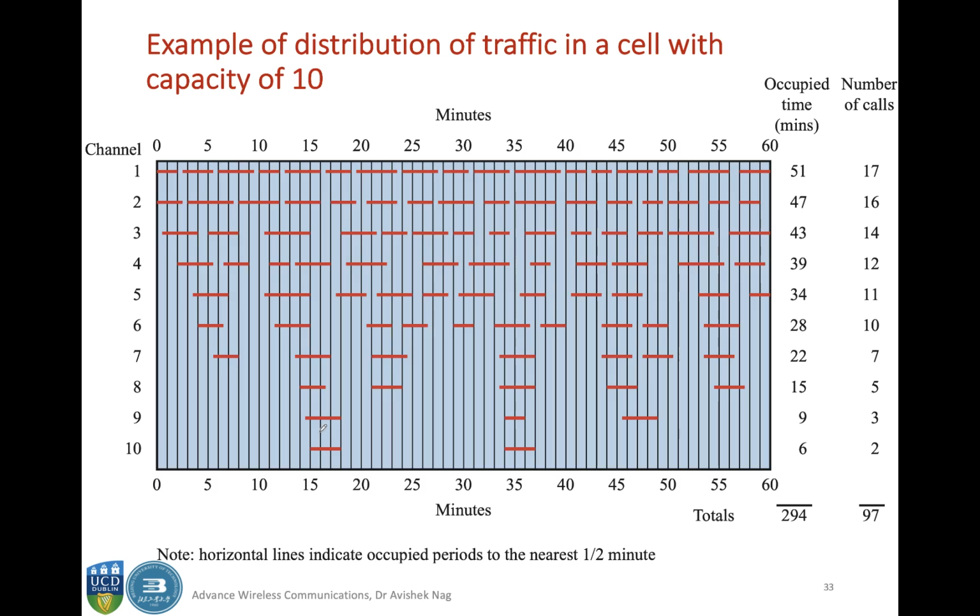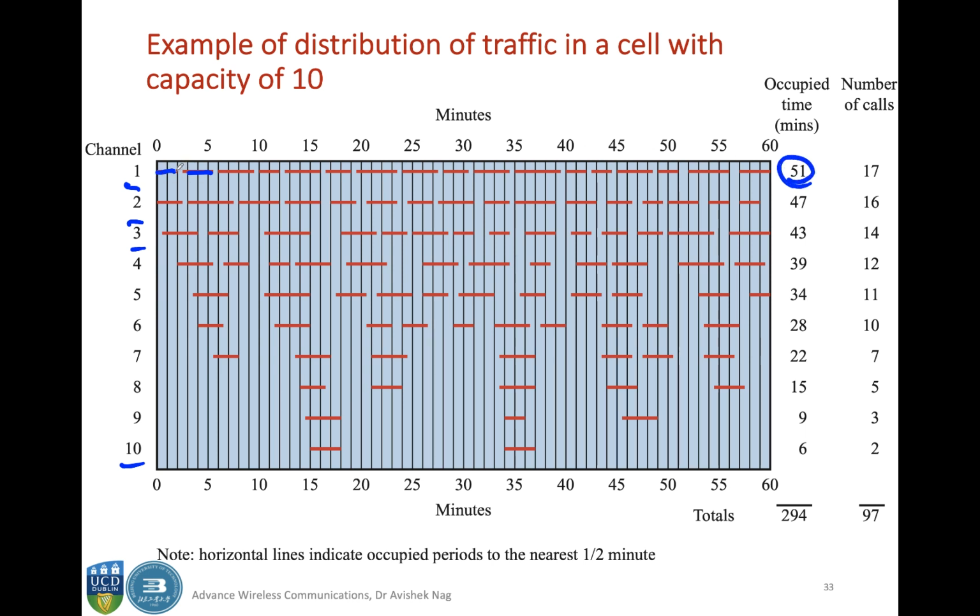Okay, so this is an example that will give you a perspective. Let's say you have this number of channels, 1 2 3 up to 10. So you have 10 channels, and the red lines show the occupancy of these channels in minutes. So let's say from 0 to 60 minutes, this channel is occupied a total of 51 minutes.